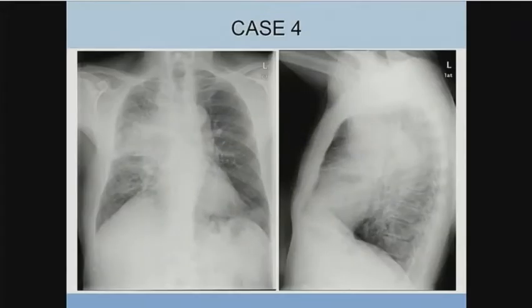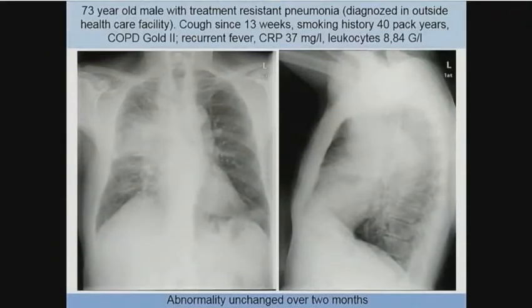So this is case number 4. This is a 73-year-old male with treatment-resistant pneumonia. The patient was diagnosed with pneumonia and treated in an outside facility. He has had a cough for 13 weeks, has a substantial smoking history, COPD, and presented with recurrent fever, an elevated CRP, and a marginally elevated white cell count. The abnormality radiographically was unchanged over a time period of 2 months.